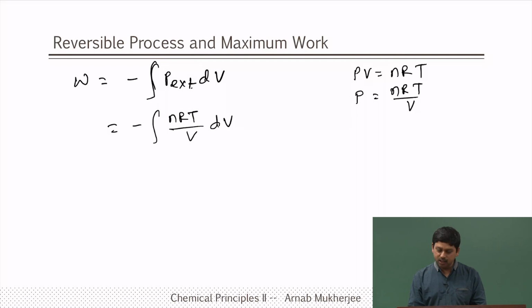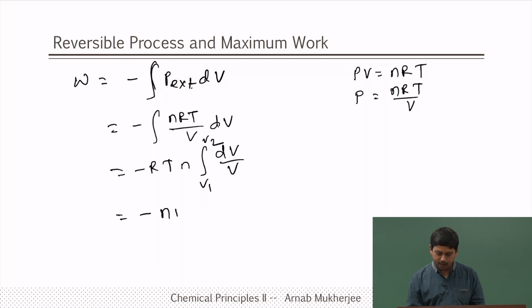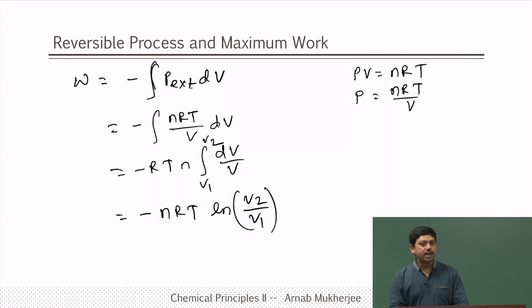Now, equation wise it is very simple. Since our temperature is constant, we can always write P as nRT by V, that I have written. Now, since temperature is constant and R is constant, I will write RT outside and n also outside. Now, I have dV by V going from V1 to V2. So, minus nRT ln V2 by V1. So, that is the isothermal work done on a system.